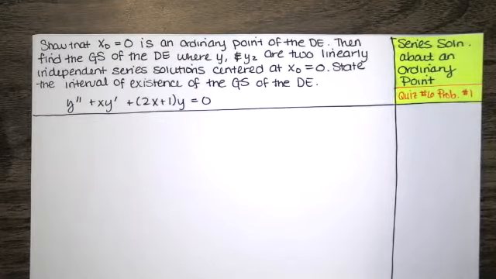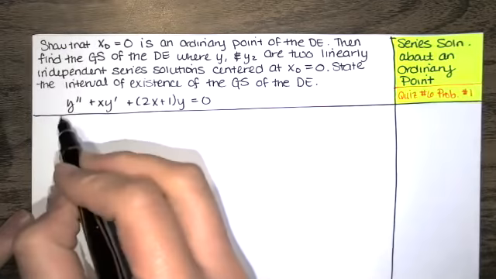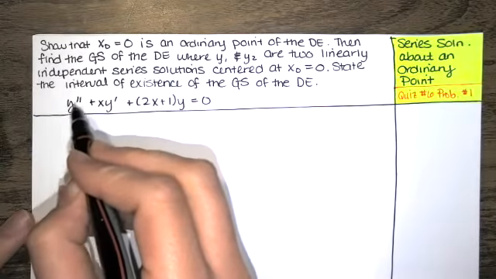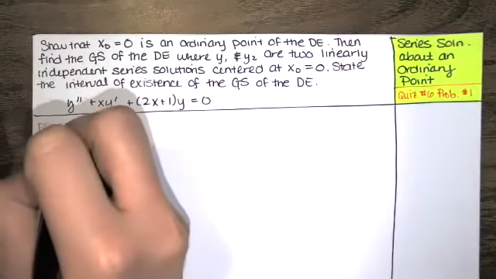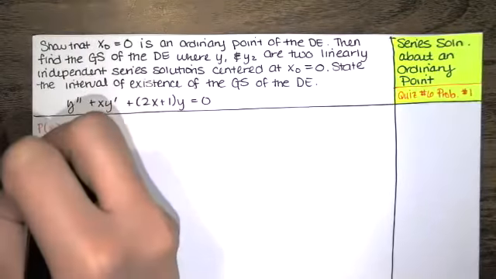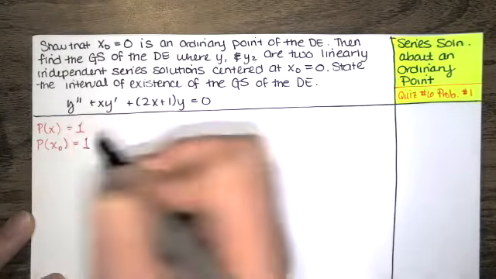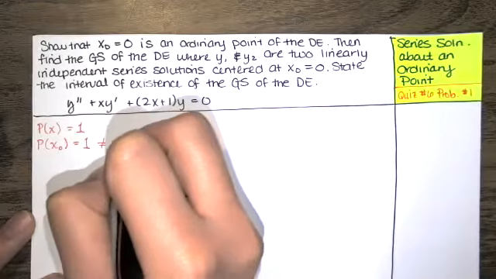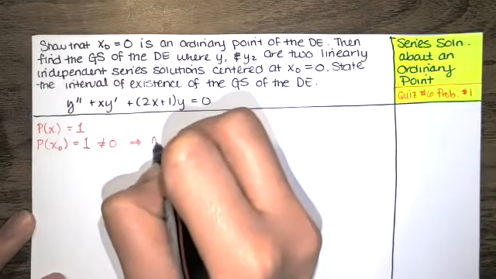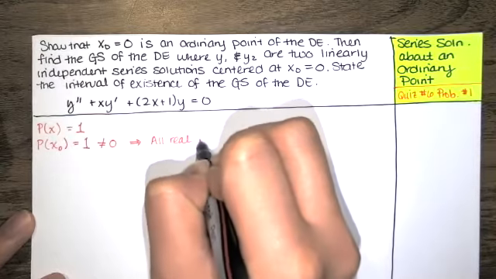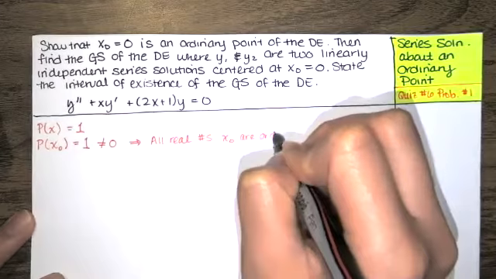So we first want to show that x naught equals 0 is an ordinary point of the differential equation. So we look at the coefficient of the highest order derivative here. The coefficient of that highest order derivative is p of x, and that's equal to 1. So it doesn't really matter what x naught is. P of x naught is equal to 1, which is not equal to 0. So all real numbers x naught are ordinary points of the differential equation.